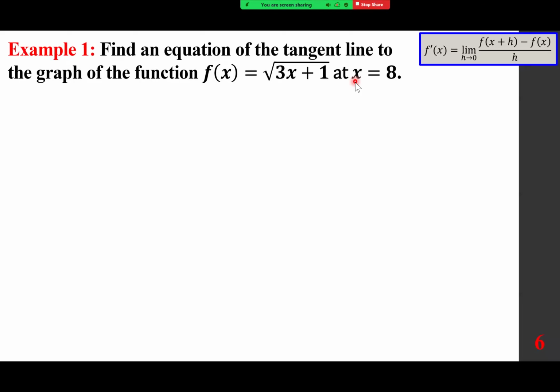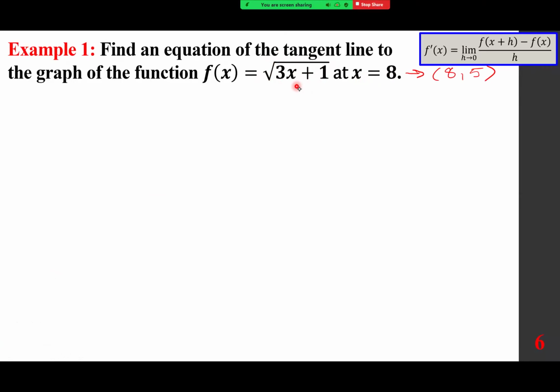First and foremost, we need a pair. So if you plug in 8 here, you get 3 times 8, 24, and 1 is 25. Square root of that is 5. So the pair has coordinates 8, 5.